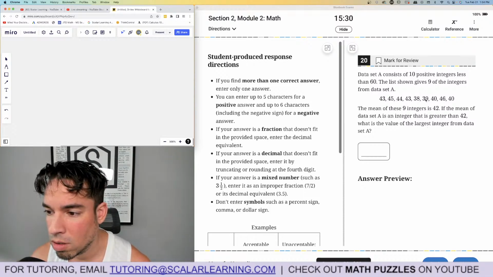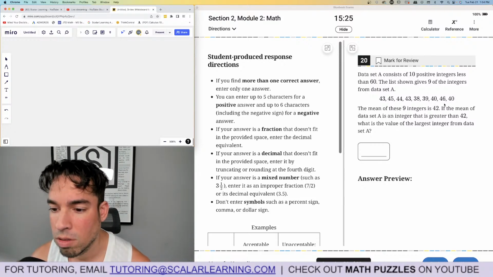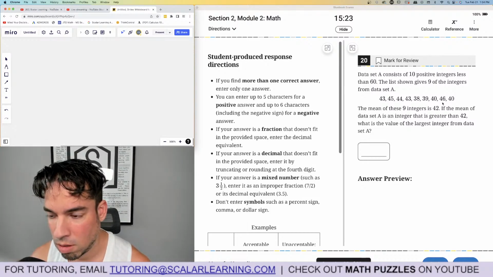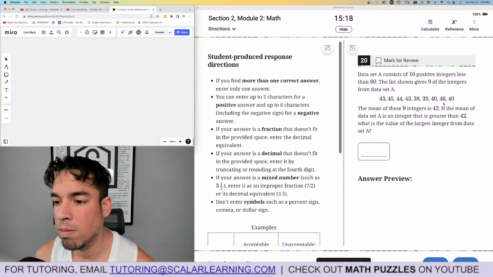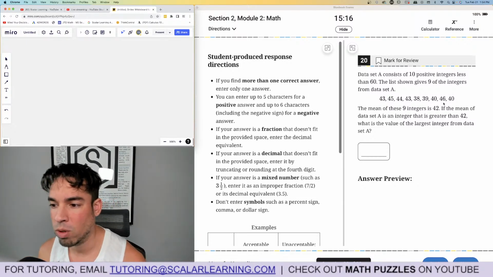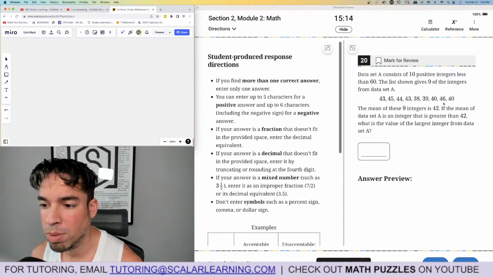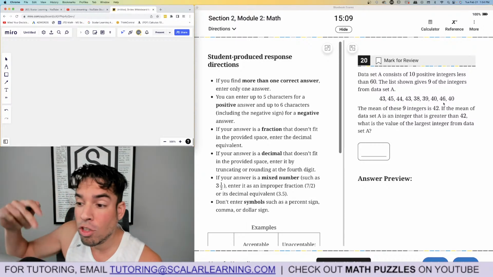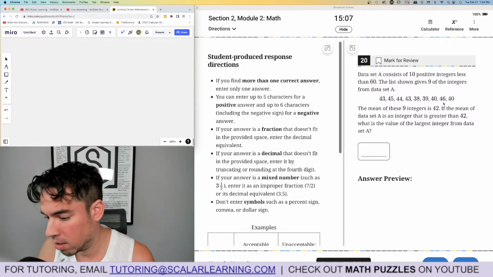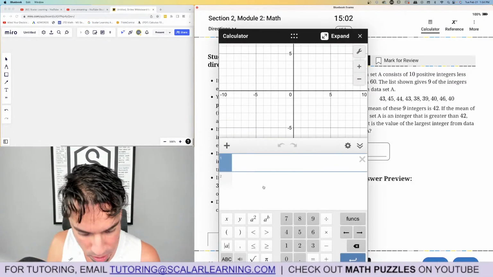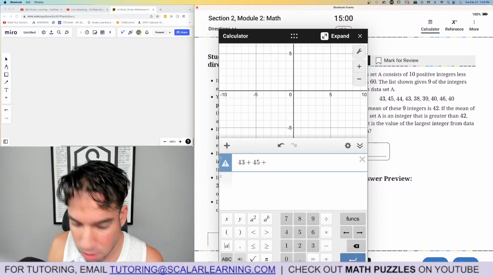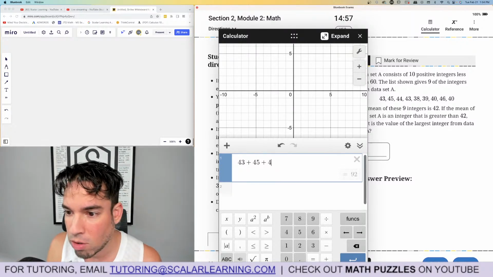10 positive integers less than 60. So the mean is 42. So the 10th number, the number we're missing, has to be bigger than 42. But, oh, it's an integer greater than 42. Got it. Let's use the calculator. Here we go. Didn't read that properly. Okay, so 43 plus 45 plus 44 plus 43. Oh, wait, I don't need to do that.